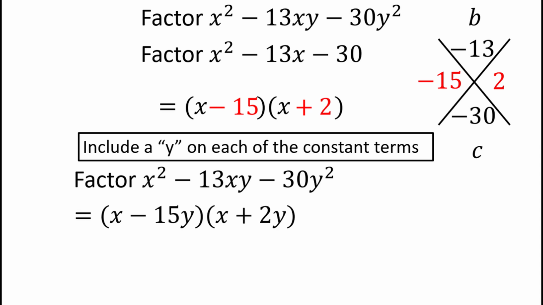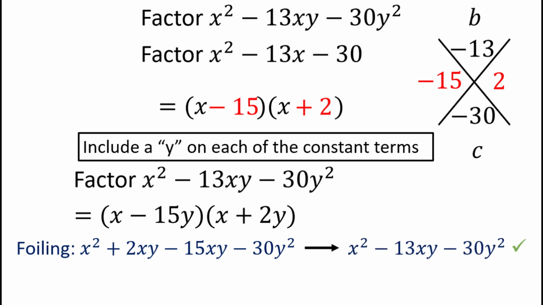Of course, if you aren't sure if your answer is correct, you can always FOIL it out. X squared plus 2xy minus 15xy minus 30y squared simplifies to x squared minus 13xy minus 30y squared, which matches our original expression. Alright, my friends, that finishes up our video discussing how to factor quadratics when your a term is 1. In the next video, we will talk about what to do when your a value is greater than 1.